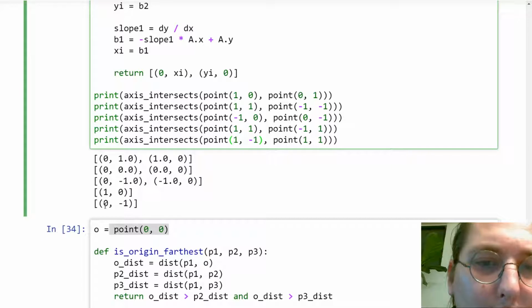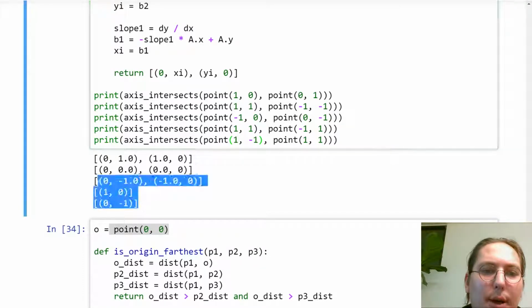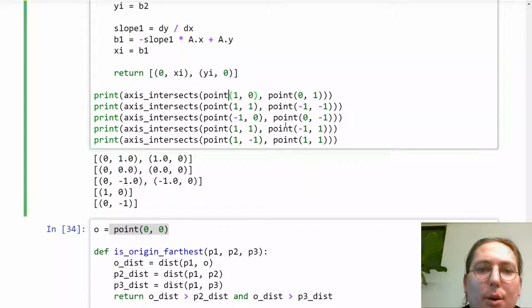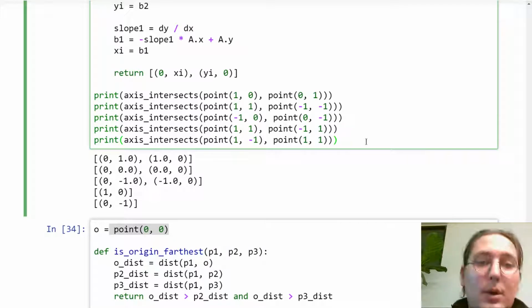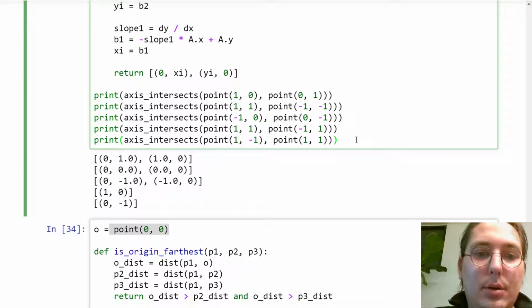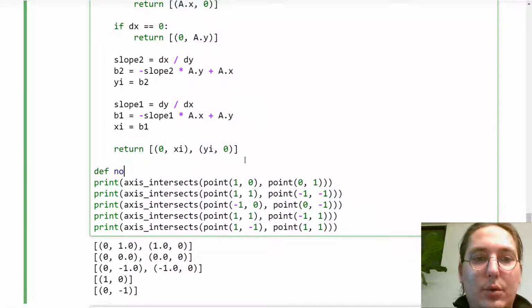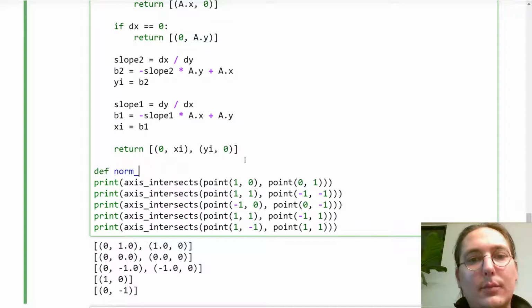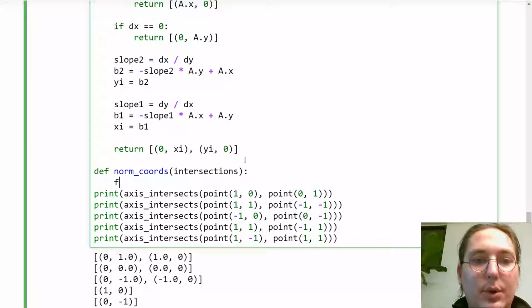Okay. Now, by chance, these things are all, or not by chance, but just by choice, I guess. I guess we'll do some kind of norm function, def norm chords, so intersections. So for return.